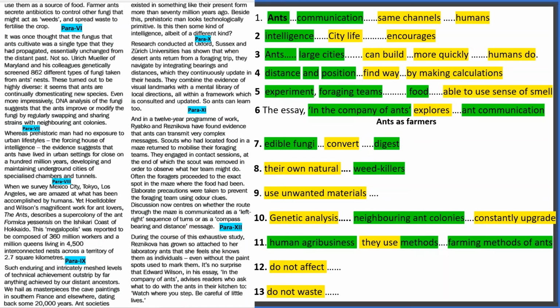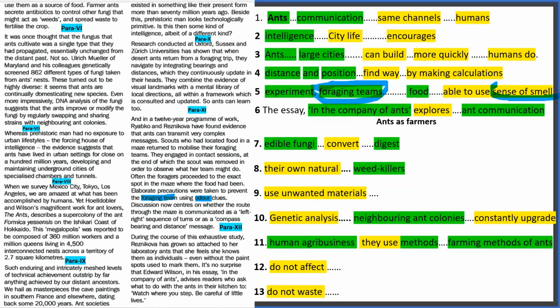So in para 11, we find some keywords or the synonyms of the keywords which are present in question number 5. They include foraging team, which is directly present in the question, and odor, which is a synonym of sense of smell. Now by reading this sentence, we could answer question number 5. Let us read these lines.